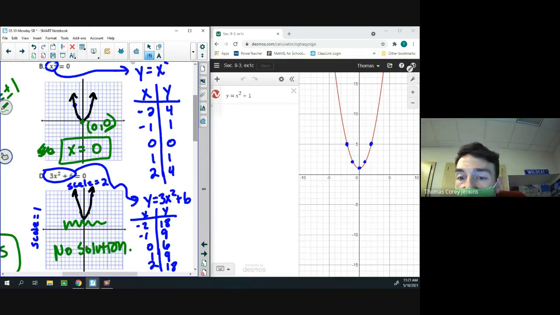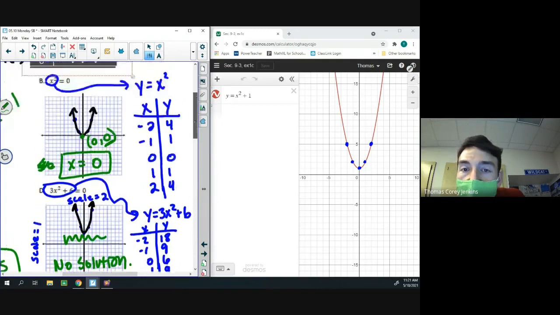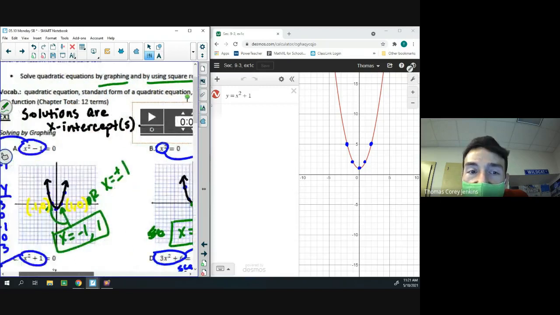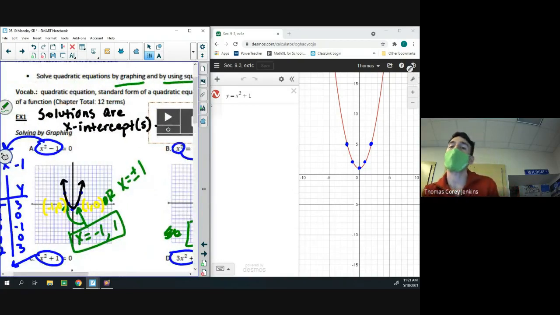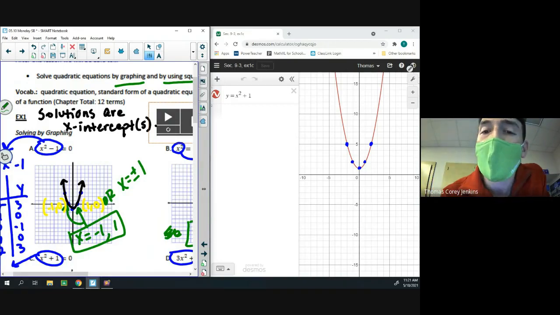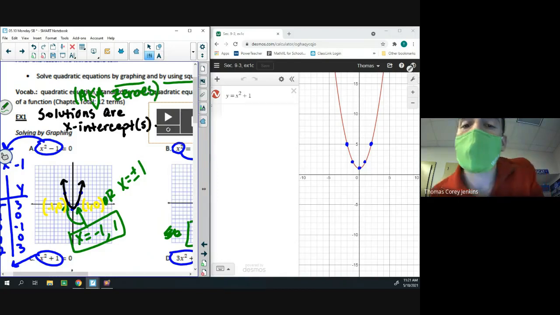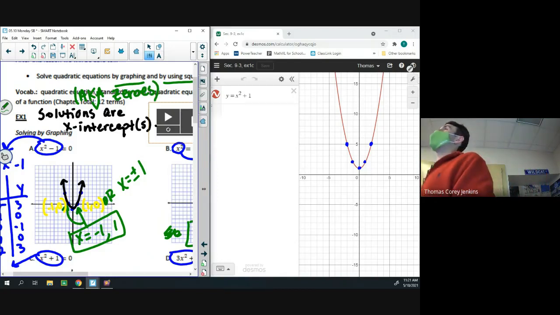All right. Let me make just one more point, and then we'll move on. So I said that solutions are x-intercepts. Another vocabulary term, and I would add this: solutions are also known as, AKA, zeros. So solutions, zeros, x-intercepts, those are all synonyms when we're talking about solving quadratic equations. Solutions, zeros, x-intercepts. Okay?